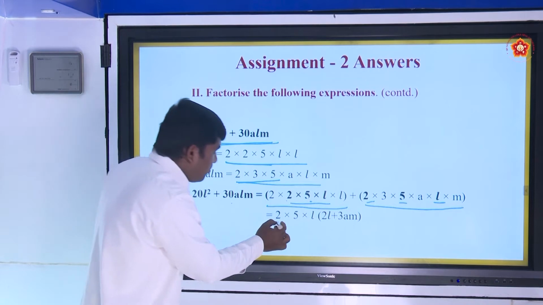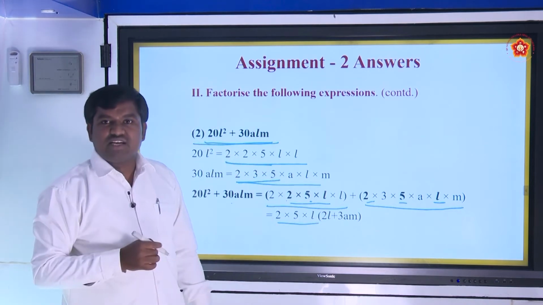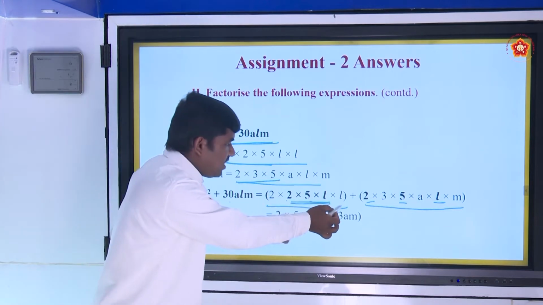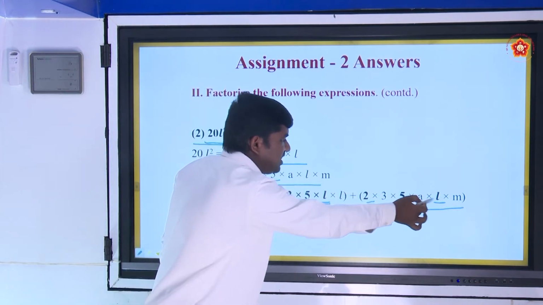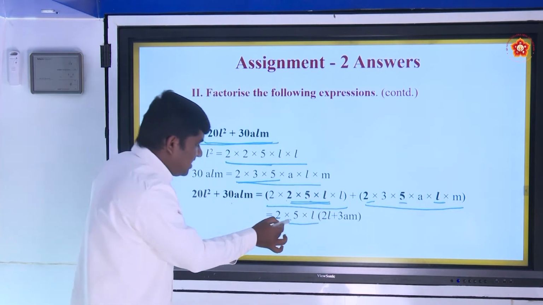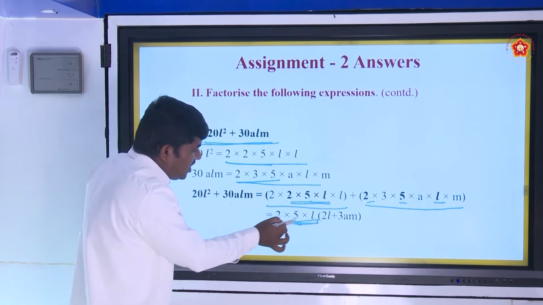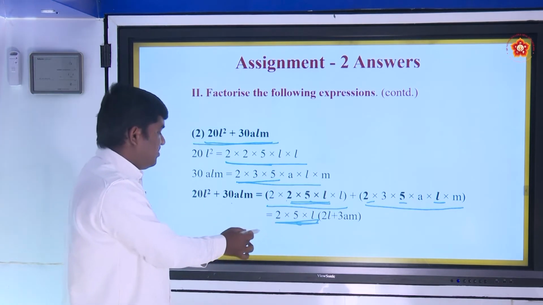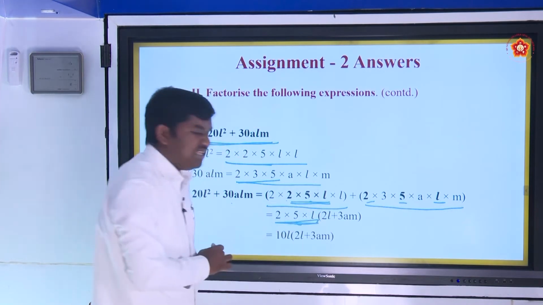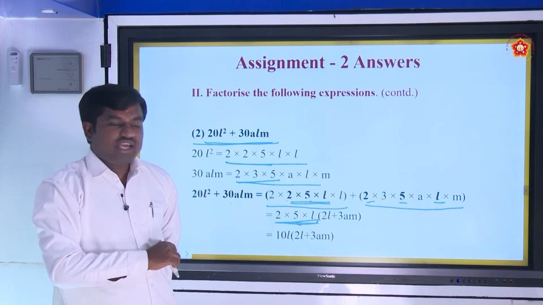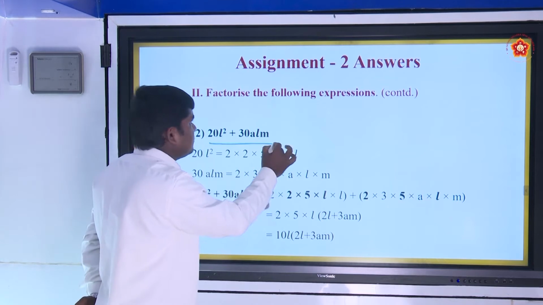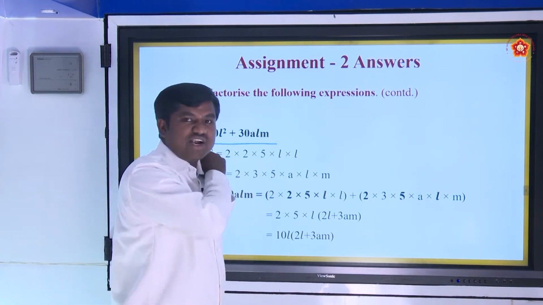Take out 2 into 5 into L as common factors. Next, if you take out 2 into 5 into L, what is remaining here? 2 into L. Next here, 2, 5, L over. Next 3 into A into M, 3AM. In the common factor, 2 into 5 is there. Multiply these two, you will get 10, and L is there. 10L into 2L plus 3AM. This is the way to factorize the given algebraic expression by the common factor method.